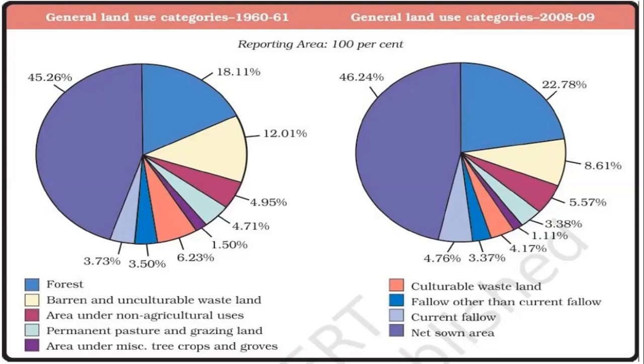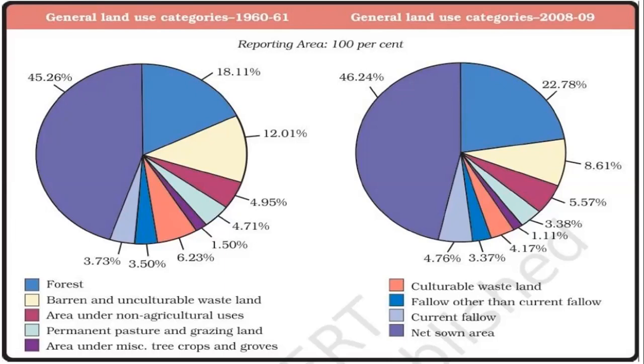Also, the forest area in our country is lower than 33% of the geographical area, as outlined in the National Forest Policy. It was considered essential for the maintenance of the ecological balance, and the livelihood of millions of people who live on the fringes of these forests depends upon it.